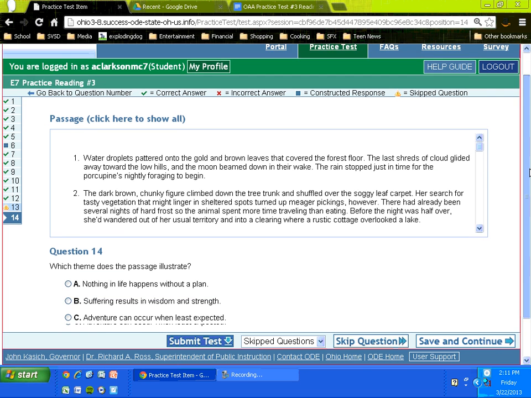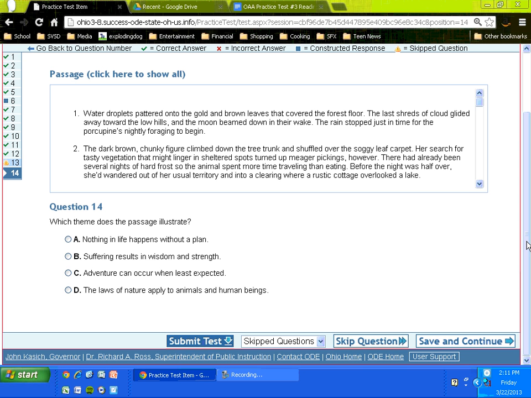What theme does the passage illustrate? Maya, what does theme mean again? It's not so much about description, it's not about mood. Think about theme. Bryce, you remember what theme means?